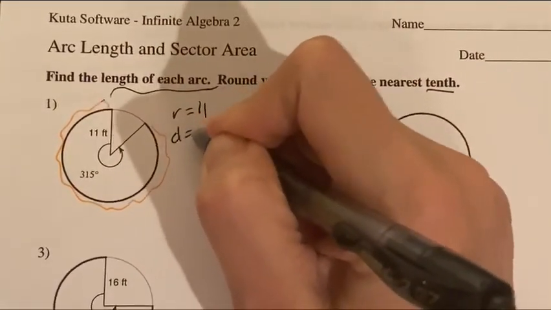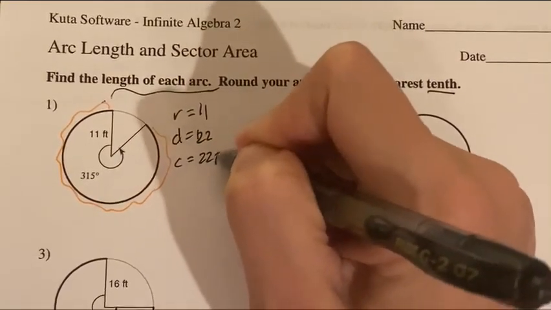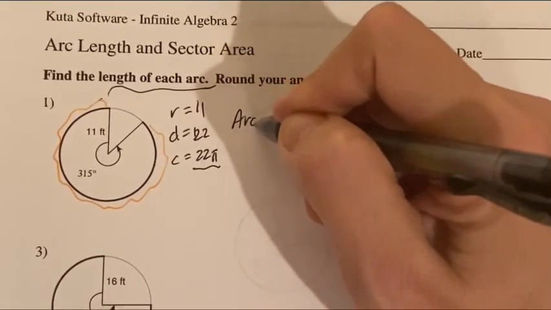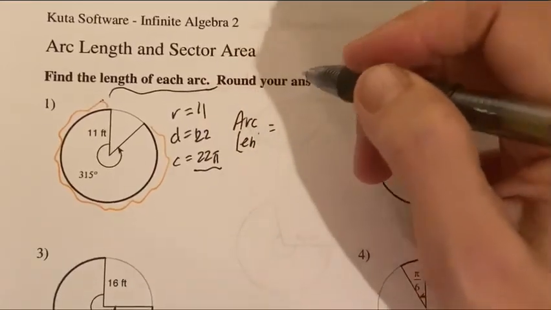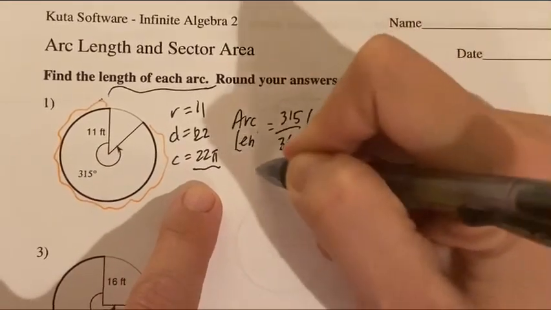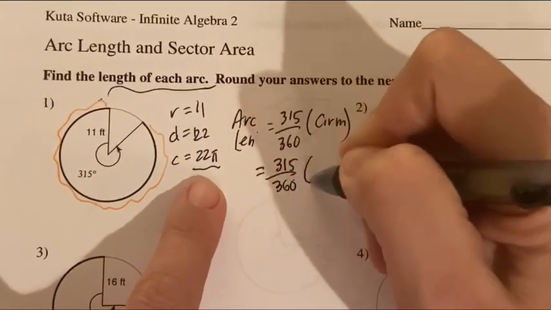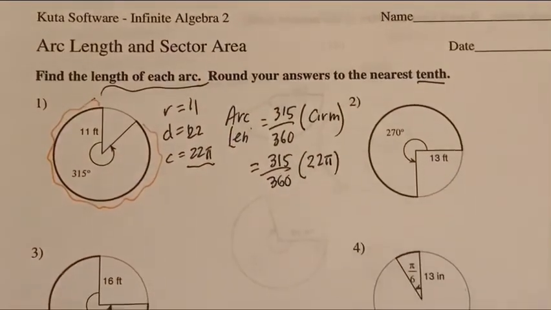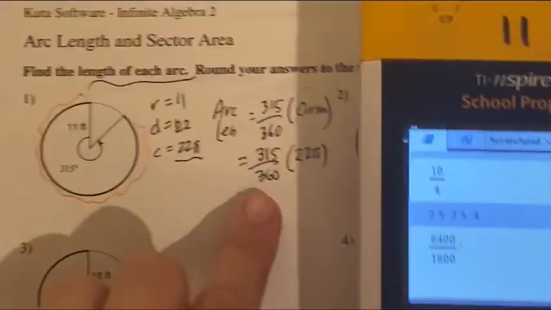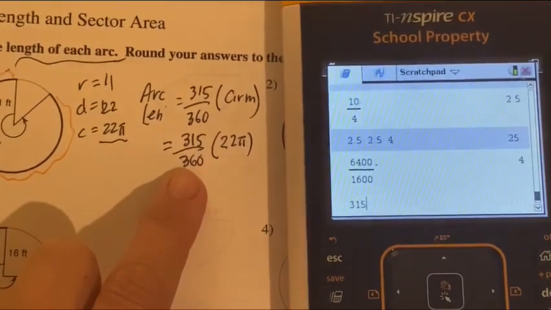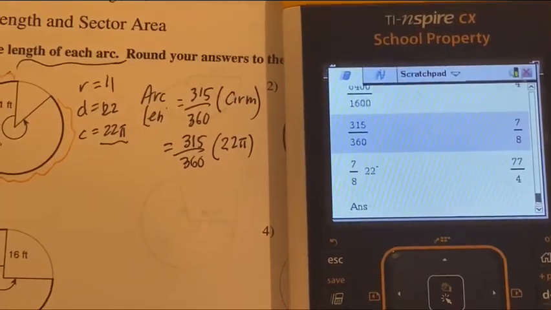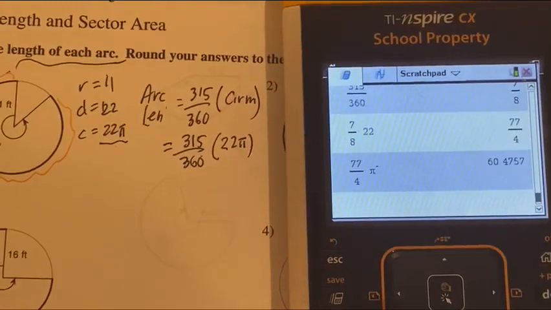The radius is 11, diameter 22, circumference is 22 pi. So they don't want the whole circumference, they want a portion of this circumference. So an arc length is that portion of the circumference. Since they said they want their answer in tenths, I know I can just multiply everything together. Okay, so 315 divided by 360, enter, times 22, enter, times pi, enter. All right, I get 60.5.